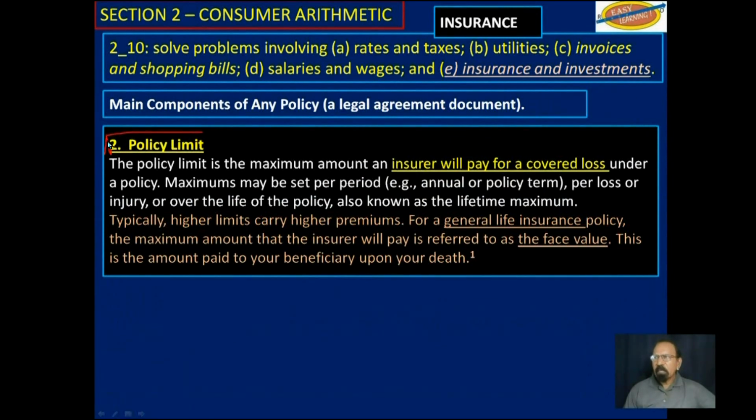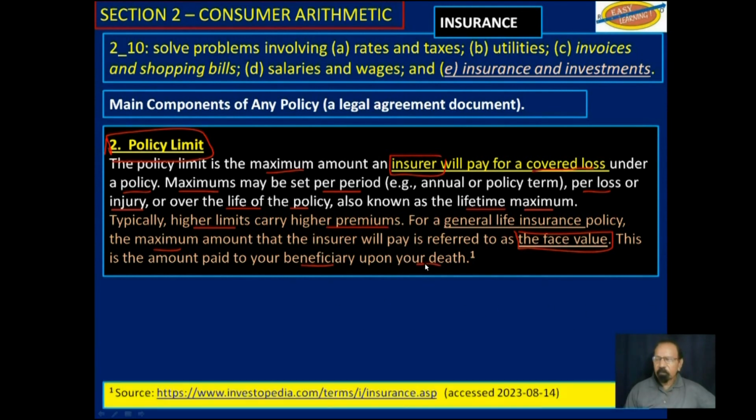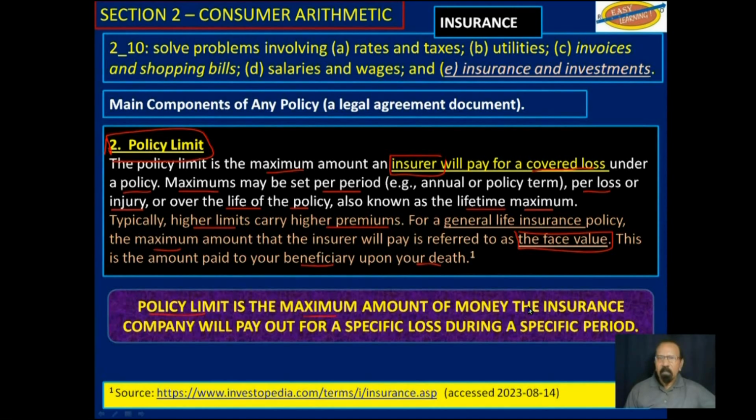Secondly, policy limit. That means it is the maximum amount that the insurer will pay for a covered loss under a policy. Maximums may be set per period, per loss or injury, or over the life of the policy, also known as lifetime maximum. Typically, higher limits carry higher premiums, obviously. For a general life insurance policy, the maximum amount that the insurer will pay is referred to as the face value. That's another term you need to know. This is the amount paid to your beneficiary upon your death. So policy limit is the maximum amount of money that the insurance company will pay for a specific loss during a specified period. So that is policy limit.